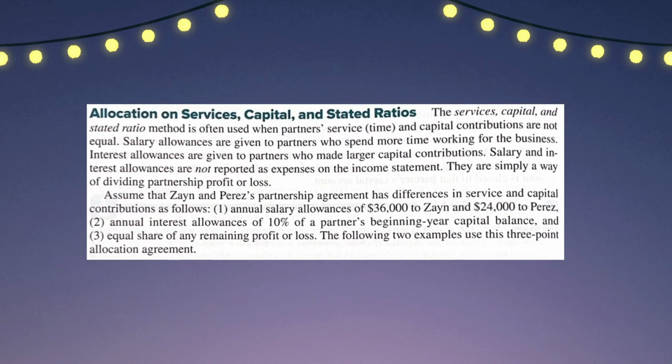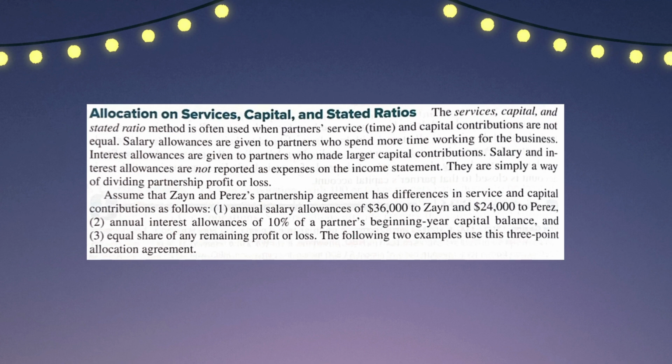Allocation on services, capital, and stated ratios. The services, capital, and stated ratio method is often used when partners' service, time, and capital contributions are not equal. Salary allowances are given to partners who spend more time working for the business. Interest allowances are given to partners who made larger capital contributions. Salary and interest allowances are not reported as expenses on the income statement. They are simply a way of dividing partnership profit or loss.